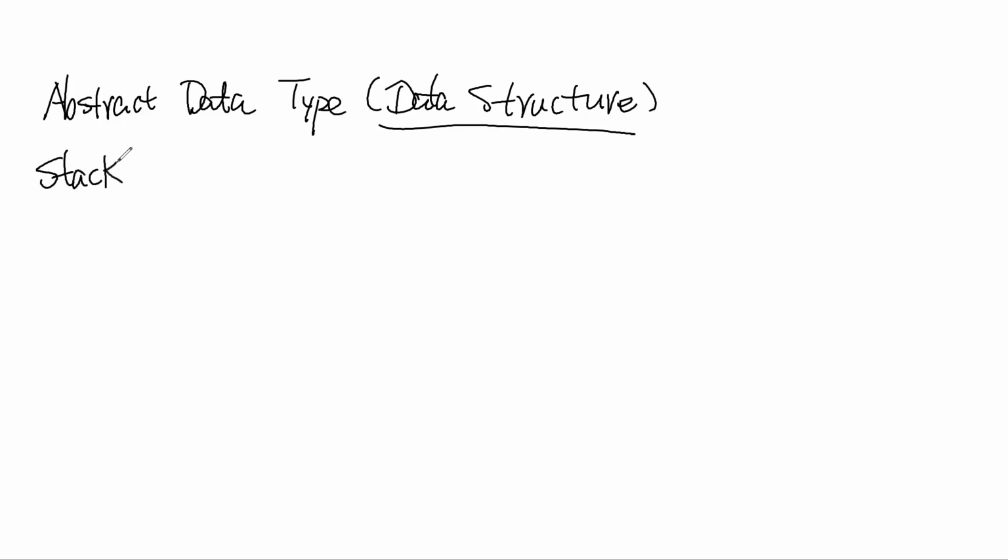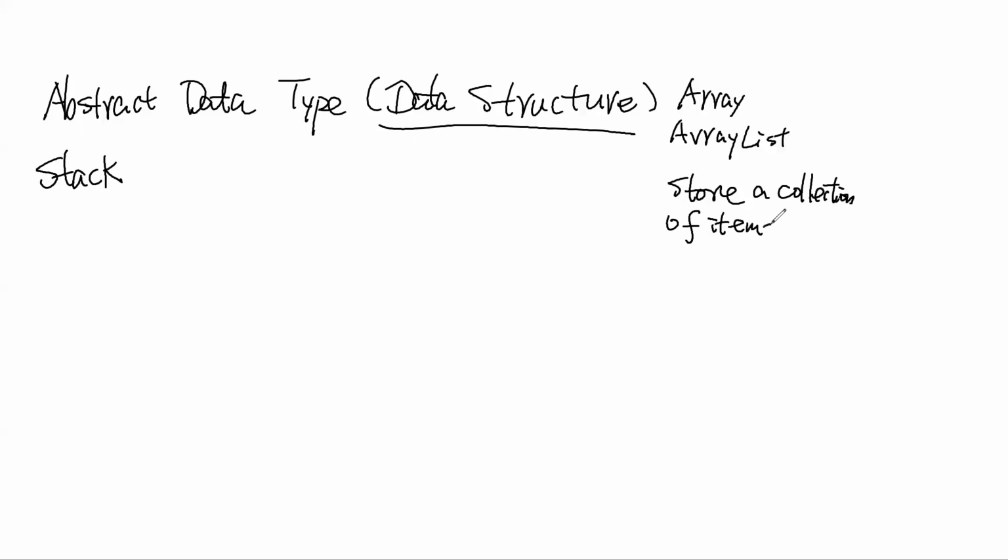And previously you learned array, is it? And array list. So both of them can be used to store a collection of items. Okay, but they must be the same type. With an array, you can store a collection of items. Okay, so that's one kind of data structure.